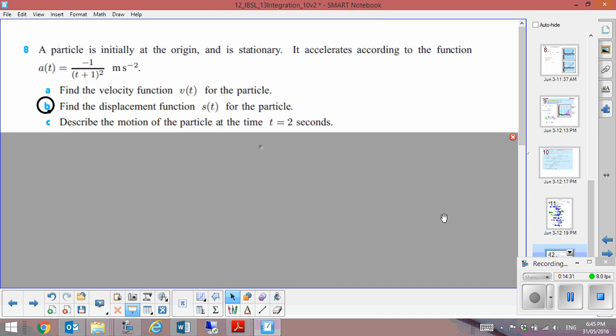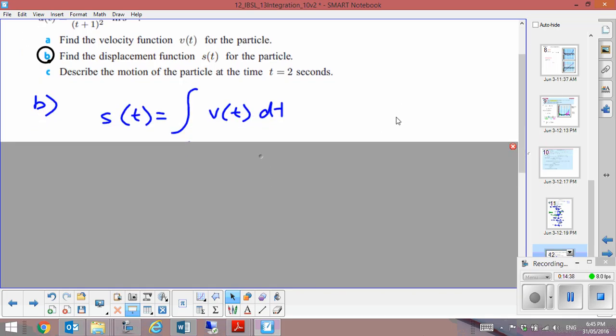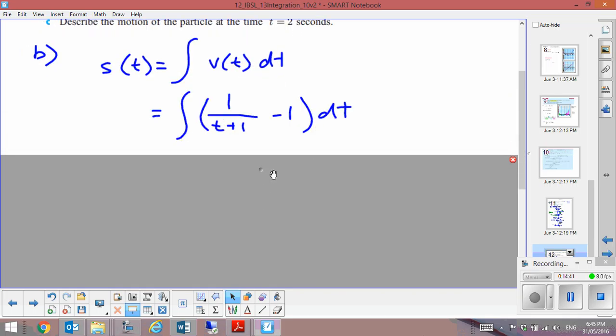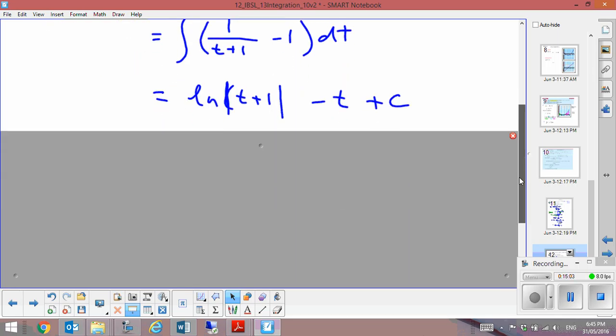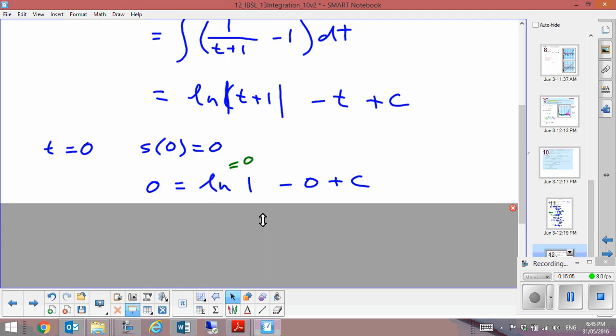Now in part B, we're trying to find the displacement function. So we do exactly the same thing again. We want the integral of our velocity function. So we've now found that that is equal to the integral of 1 over (t plus 1) minus 1, dt. Integrating that, remember that the integral of 1 over a function is the natural log. So we've got the natural log, absolute value of t plus 1. Integral of minus 1 is minus t, plus c again. There's our plus c.